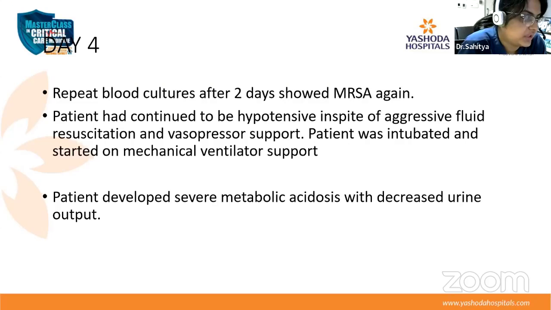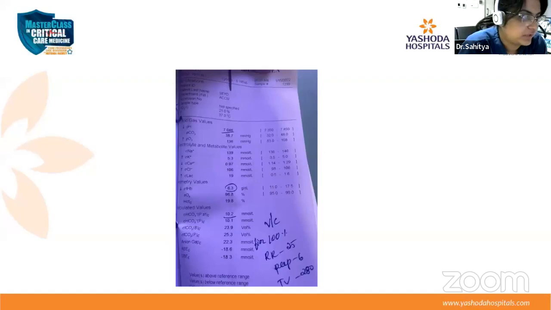The patient developed severe metabolic acidosis and there was decreased urine output also. This was the ABG of day 4. There was severe metabolic acidosis with lactates of 19. The potassium was increasing, 5.3, and there was decreased urine output with increased serum creatinine also in the lab reports.